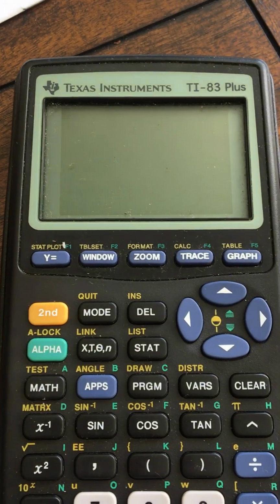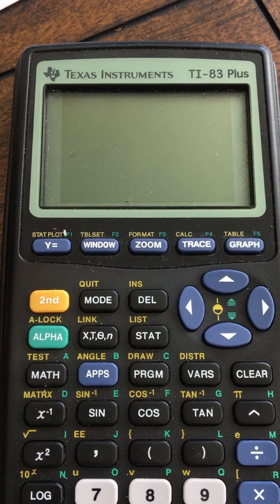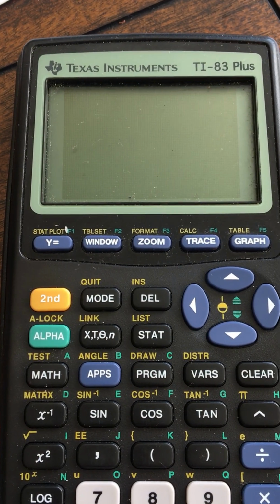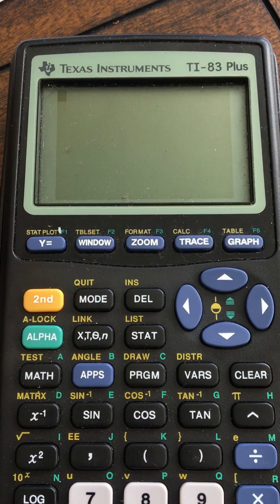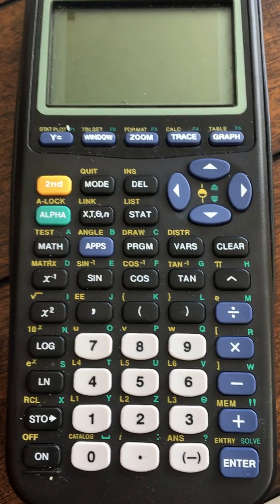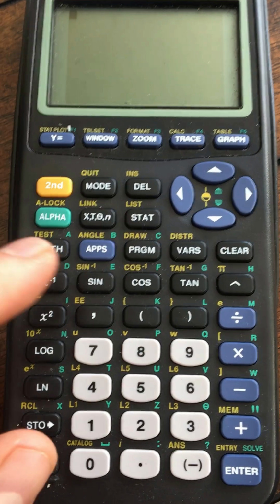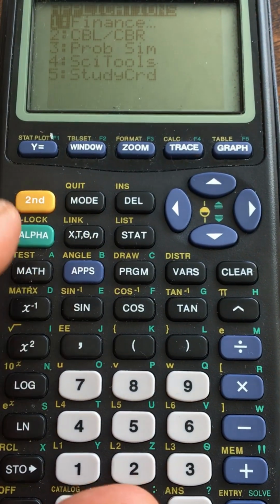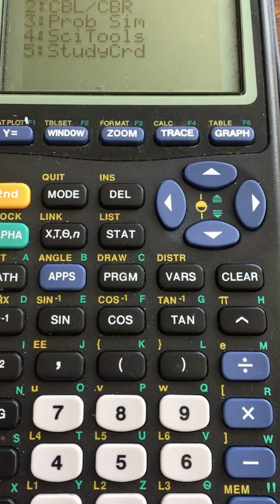Okay, so today we're going to look at the financial calculator on the TI-83 calculator. Mine is a TI-83 Plus, but this will work the same with a TI-83. You'll see this purple button right here that says Apps. The calculator is already on, obviously.